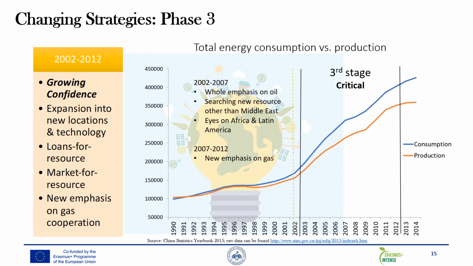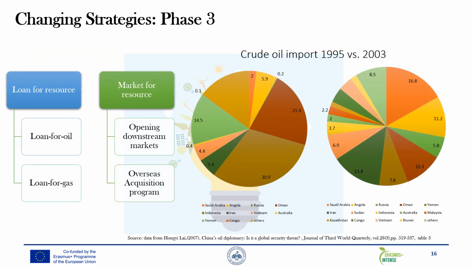Then from 2002 to 2012, China's government became confident about its energy strategies abroad and started to expand to new locations and new technologies. Also, starting from 2007, it gave much more emphasis on natural gas and turned its foreign policy to Central Asian countries. As a result of the loan-for-resource and market-for-resource policy, the crude oil import was diversified in a great range in 2003 compared to 1995.